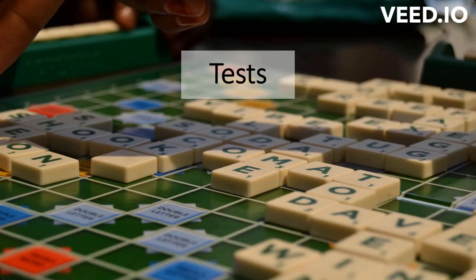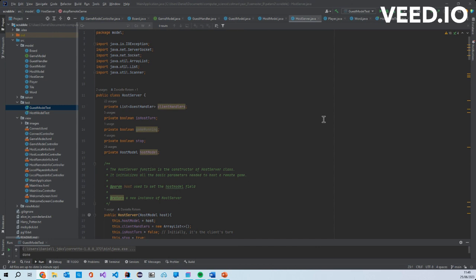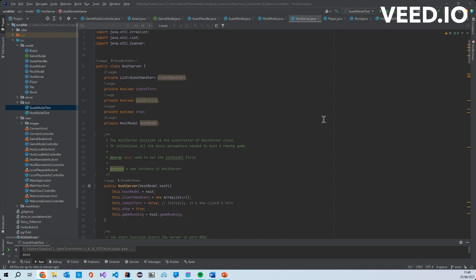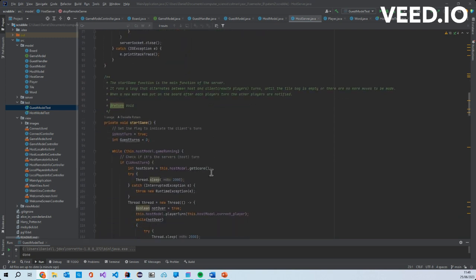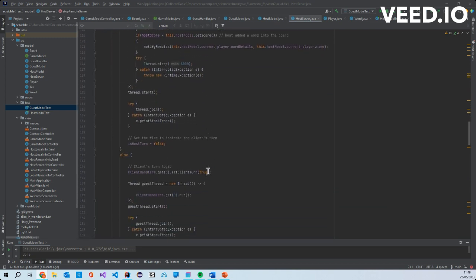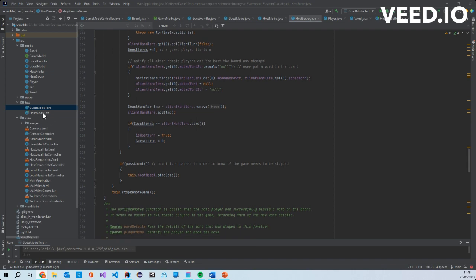Tests. In order to make sure all classes' functionality worked as intended, we used tests to check our work. You can see the guest model and host model tests.